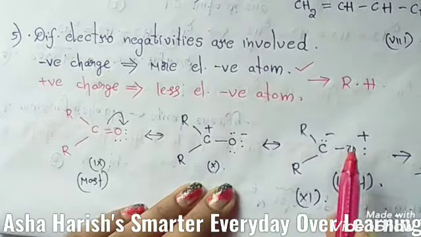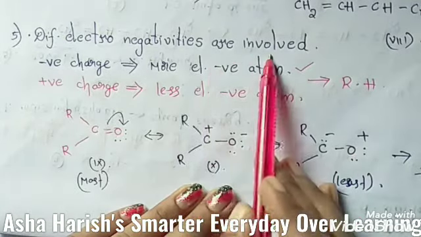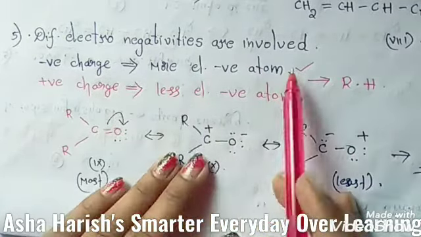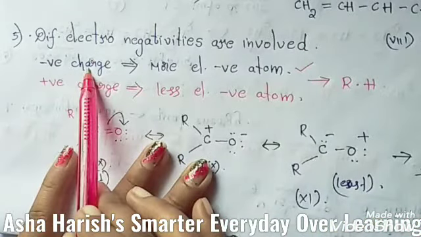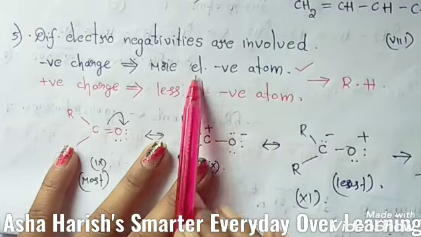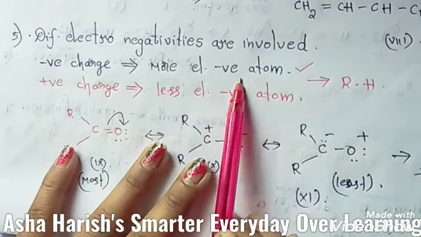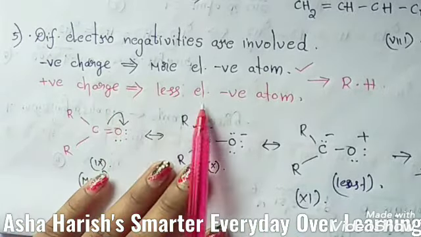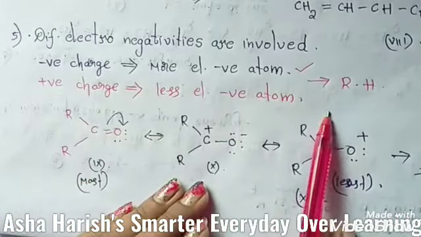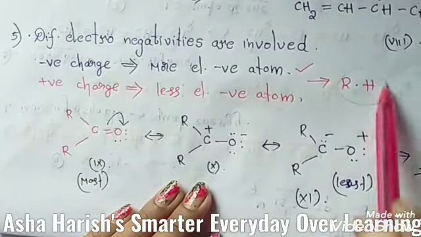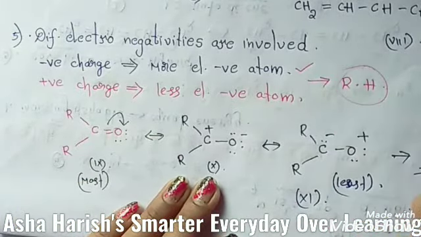Now let's see the 5th rule. When atoms of different electronegativities are involved, the structure with the negative charge on the more electronegative atom, and positive charge on the less electronegative atom, is of lower energy and hence contributes more towards the resonance hybrid. This is RH, which means nothing but resonance hybrid.